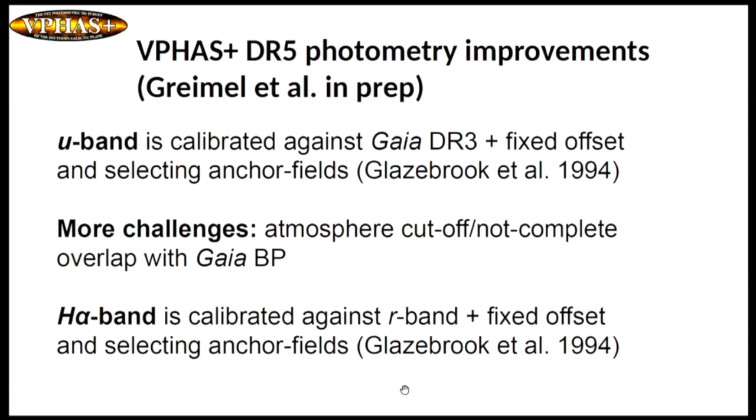A similar thing is done with the H-alpha band, but the H-alpha band also needs to have a fixed offset with respect to the R band. And this fixed offset is determined by essentially knowing the properties of stars. We know that the H-alpha has a strong absorption in the A spectral types, and so where the strongest absorption is known, the fixed offset is determined.